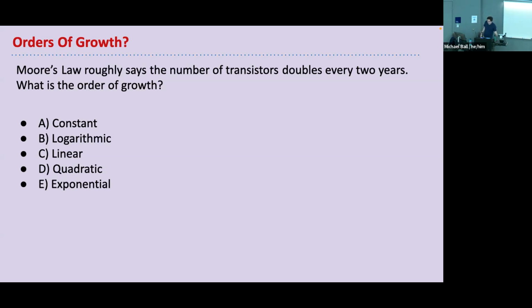So if something doubles every 2 years, what is the order of growth of this pattern? All right, so folks on Zoom, if you can just write A, B, C, D, or E in the chat.